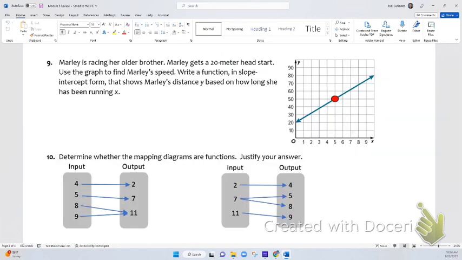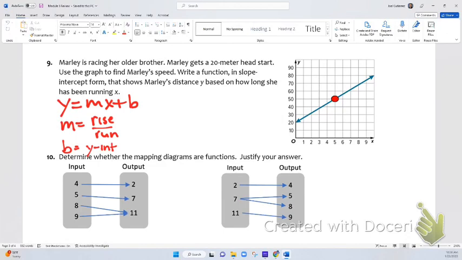For number 9, it says Marley is racing her older brother. Marley gets a 20-meter head start. Use a graph to find Marley's speed. Then write a function in slope-intercept form that shows Marley's distance in y based on how long she has been running for x. So again, we need to put this in y equals mx plus b form. The m in this case is going to be the rise over the run. The b is going to be the y-intercept. It's the initial value, right?